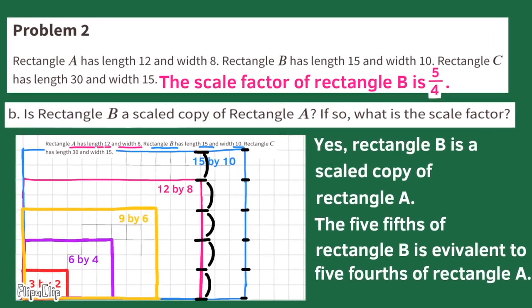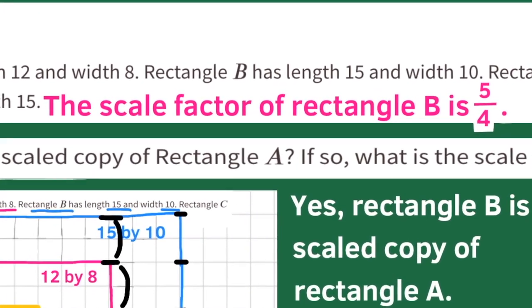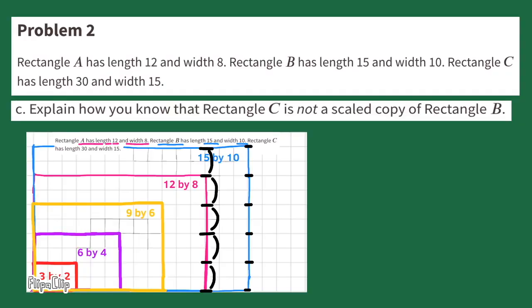The scale factor of rectangle B is 5/4. C. Explain how you know that rectangle C is not a scaled copy of rectangle B. Remember, rectangle A is pink, rectangle B is blue, and rectangle C is not on the graph because rectangle C was way too big to draw on the graph. The dimensions for rectangle C are 30 by 15.